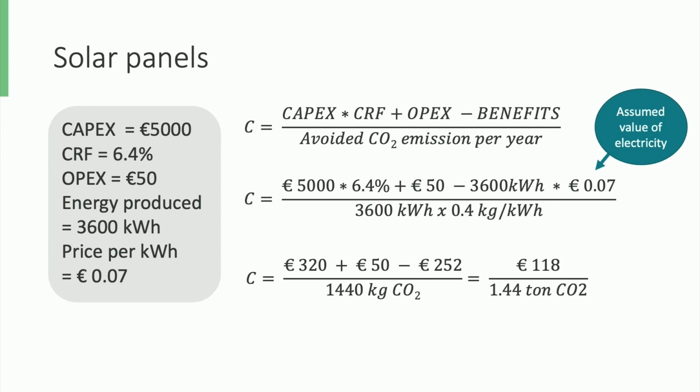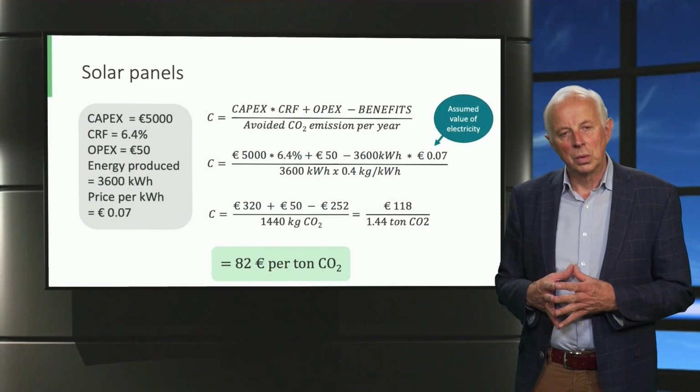Next, we divide it by 3,600 kilowatt hours times an assumed emission factor of 0.4. These are the avoided emissions. The result is that the cost of avoided CO2 is 82 euros per ton.